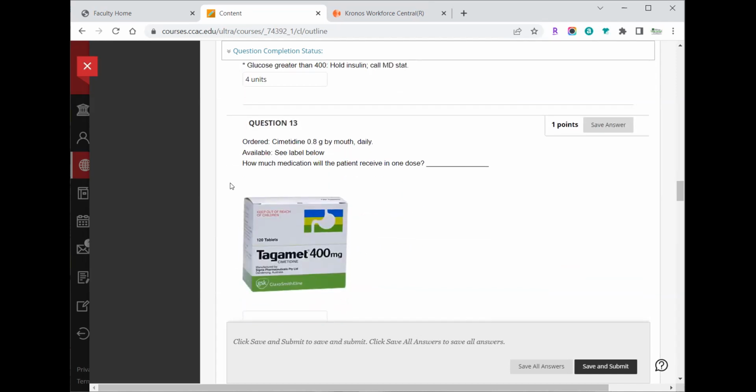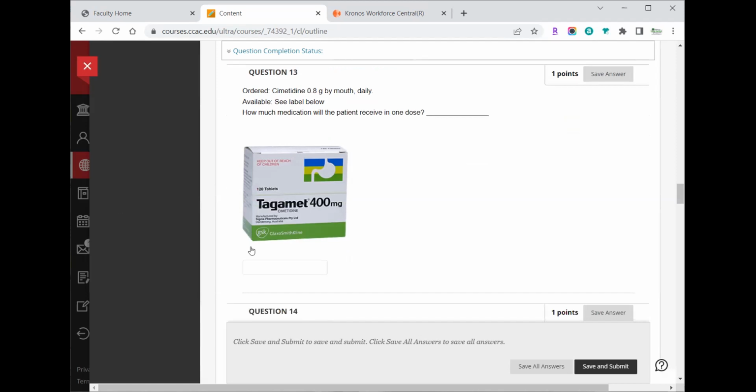All right. Now we have something with a label. Tagamet, 400 milligrams. It looks like they're tablets because it says 120 tablets. The order is cimetidine, and cimetidine is the generic name for Tagamet. Tagamet's the brand name. 0.8 grams by mouth daily. So what's my order? 0.8 grams. But the available is in milligrams. So I need to convert 0.8 grams to milligrams. 0.8 becomes 800 milligrams, and the available is 400 milligrams. So we're going to have 2 tablets.